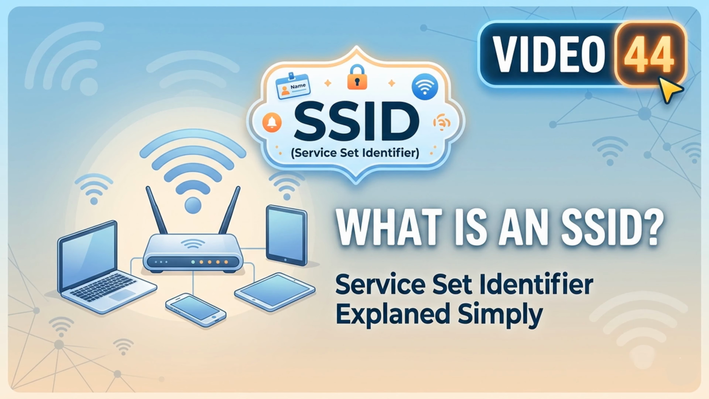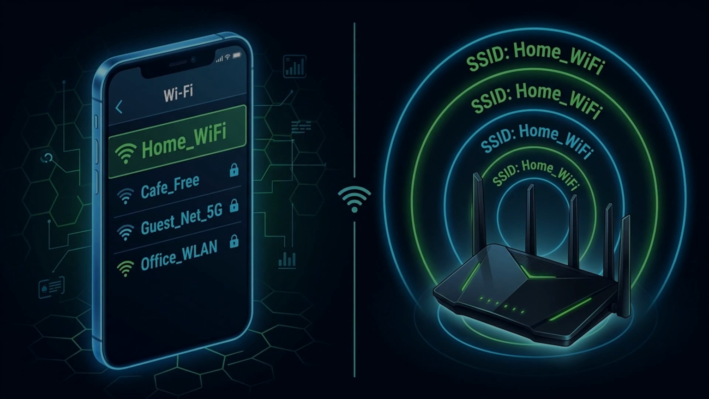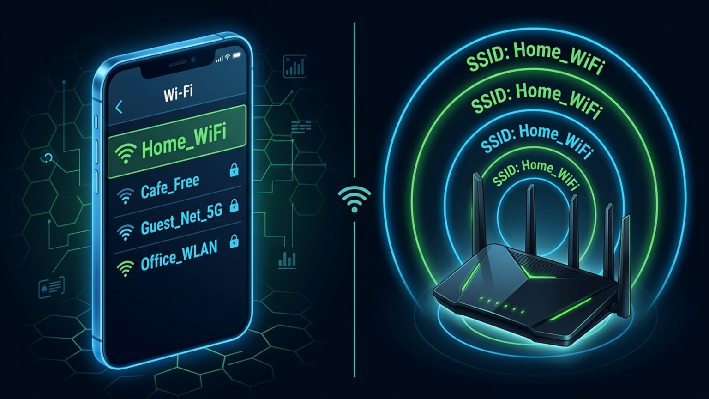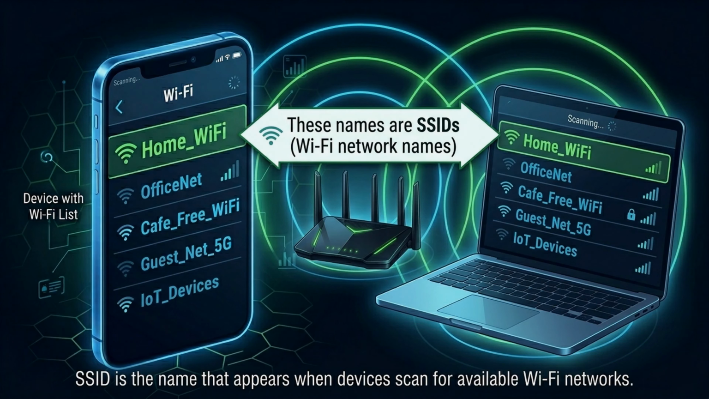What is an SSID? Routers or access points broadcast their SSID, allowing nearby devices to discover and connect to the network. To connect to a Wi-Fi network, first identify it by its name called the SSID, Service Set Identifier. What is an SSID? SSID is simply the name of a Wi-Fi network. It is the name you see when your phone, laptop, or other devices scan for available Wi-Fi networks.